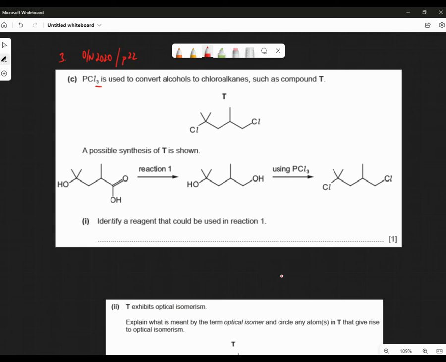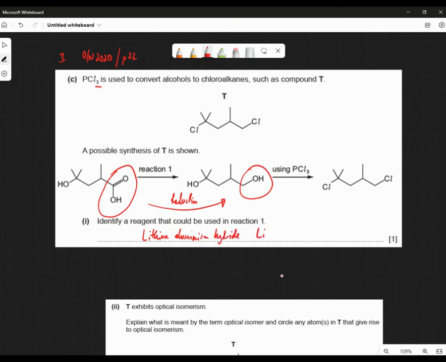So what's happening in reaction 1? Well, this carboxylic acid group has turned into a primary alcohol. And to do that, it is a reduction. And for carboxylic acids, to reduce the carboxylic acid, we need lithium aluminium hydride.